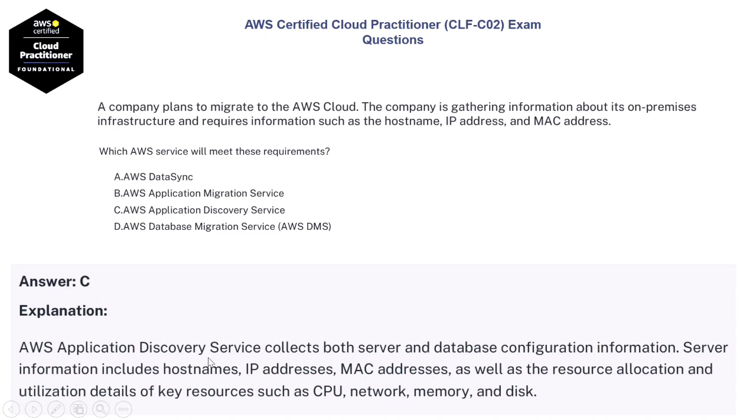AWS Application Discovery Service collects both server and database configuration information. Server information includes host names, IP addresses, MAC addresses, as well as the resource allocation and utilization details of key resources such as CPU, network, memory, and disk. Next question.